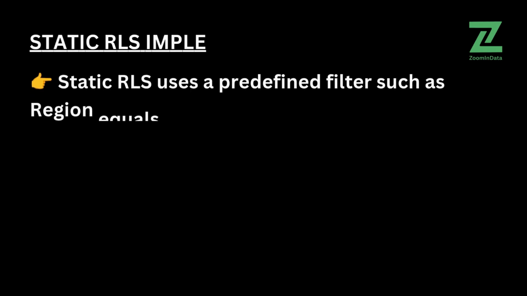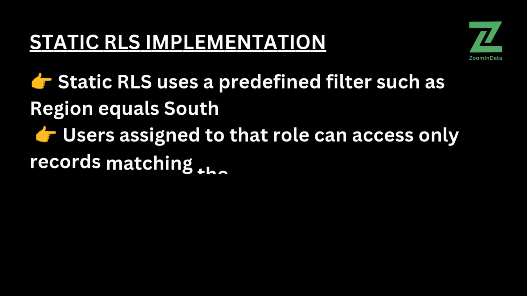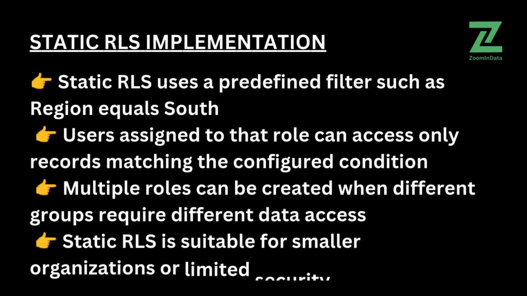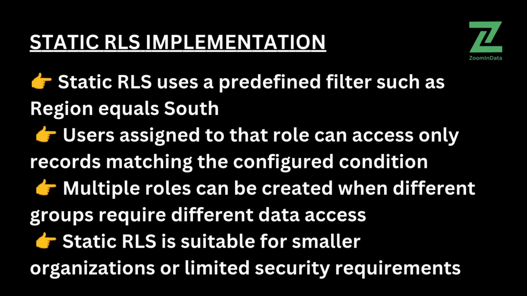Static RLS uses a predefined filter such as region equals south. Users assigned to that role can access only records matching the configured condition. Multiple roles can be created when different groups require different data access. Static RLS is suitable for smaller organizations or limited security requirements.